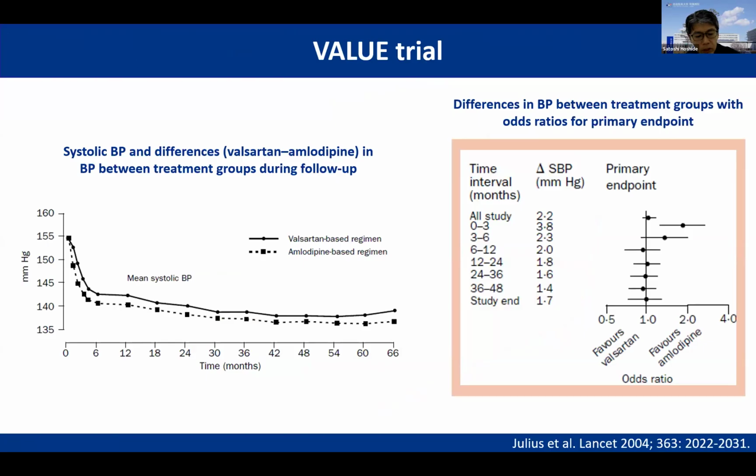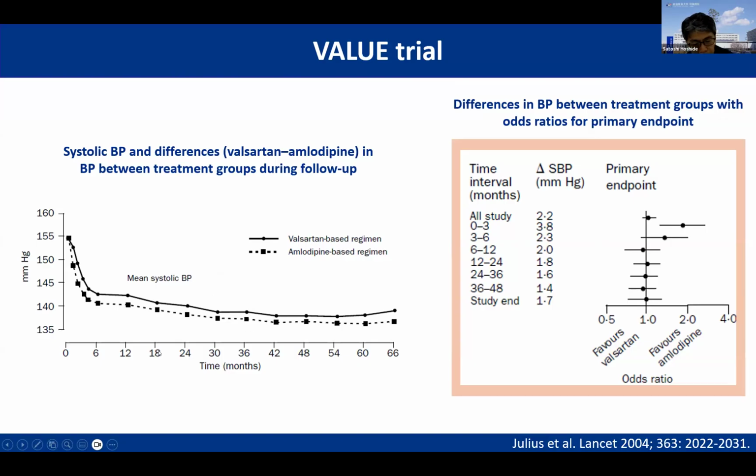Now, let me talk about the VALUE trial published about 20 years ago. This result is interesting. This study investigated the impact of different antihypertensive regimens, amlodipine and valsartan, an ARB, on cardiovascular outcomes. On the left side of the slide, let's look at this left figure. You can see the mean systolic blood pressure over time in two treatment groups. One receiving valsartan and the other amlodipine.